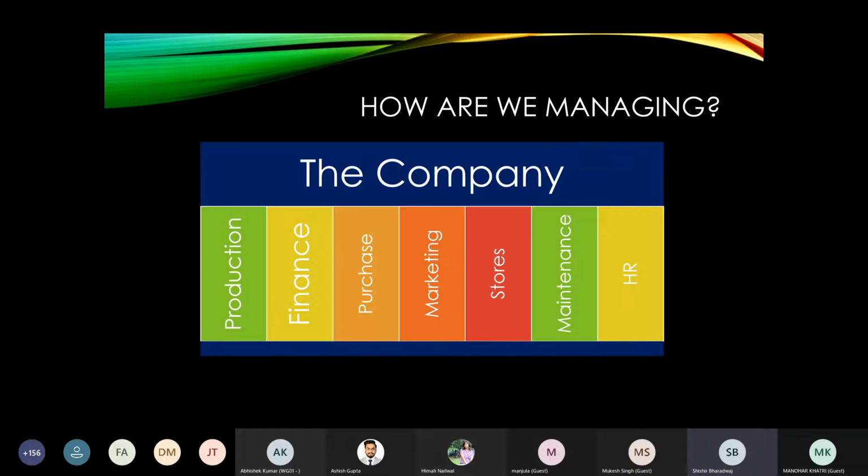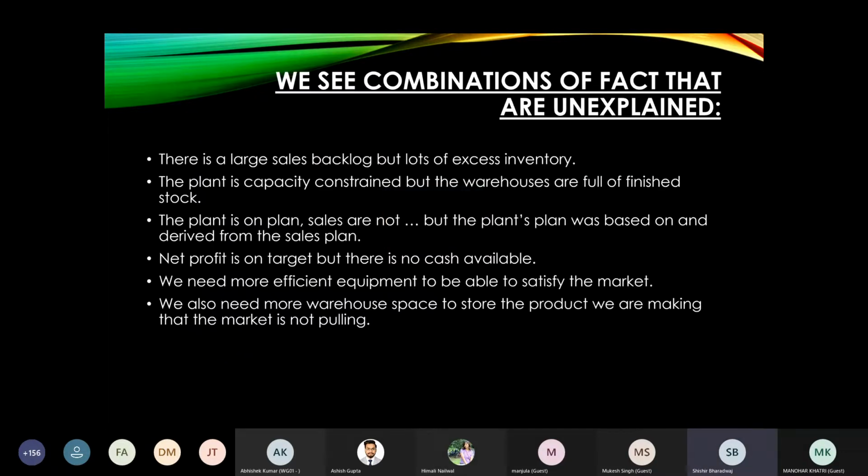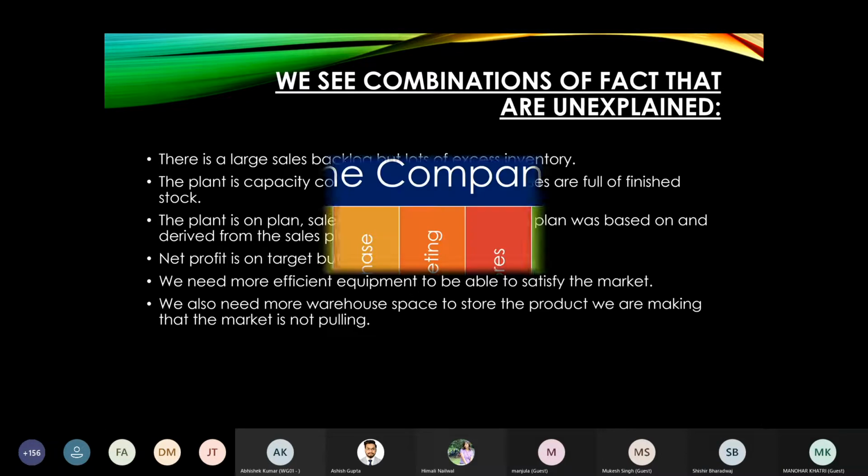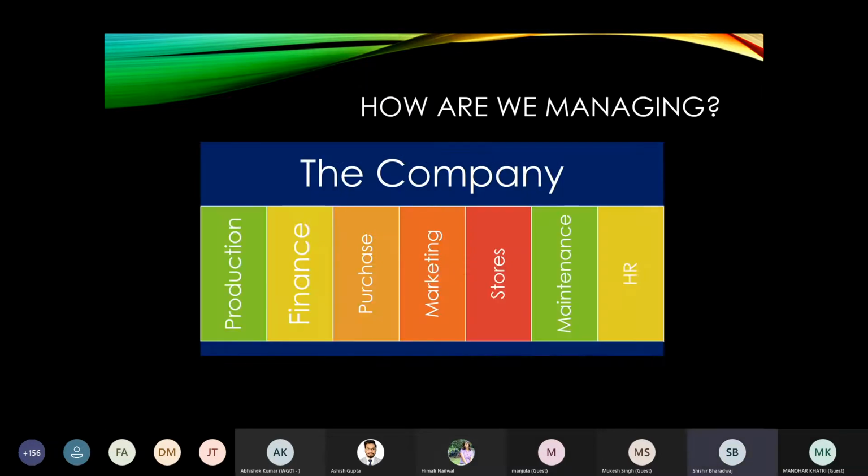This is how we are managing a company. We have a company on the top, we break it down into departments, right? And we give every department a target to achieve. And they achieve their targets. And though they have achieved their targets, these unexpected combinations of facts also exist. The only conclusion you can come to by this is that something is wrong the way we are managing our company.